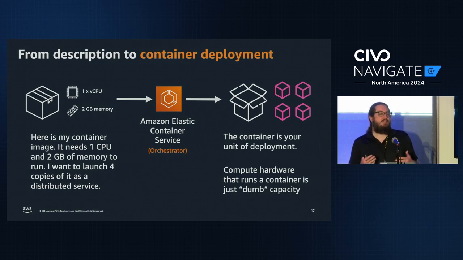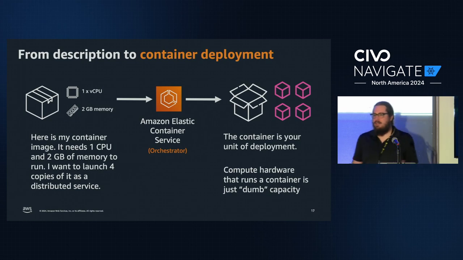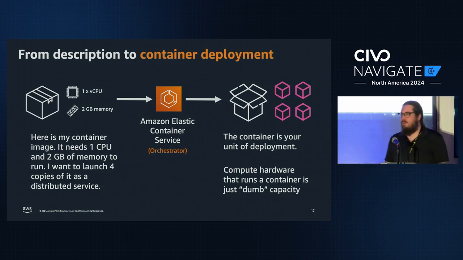But at a high level, I create a description of my application, such as I have a container image here. It needs 1 CPU and 2 gigabytes of memory, and I want to launch 4 copies of it as a distributed service. And so the orchestrator is treating all of this hardware as raw capacity that it can place your application onto, and the capacity is dumb. I can remove any of it anytime.